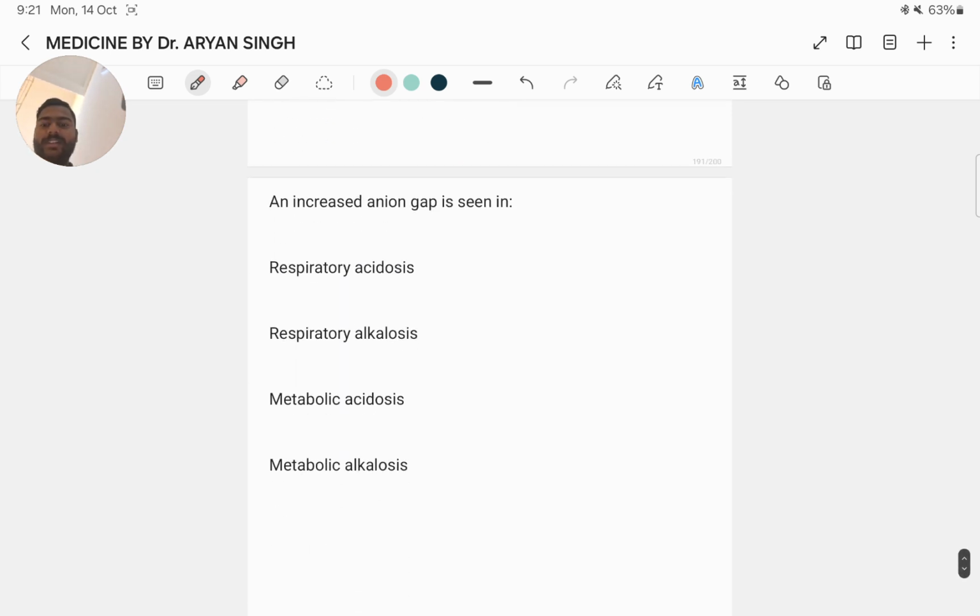Next question: an increased anion gap is seen in metabolic acidosis. Increased anion gap is seen in metabolic acidosis because metabolic acidosis occurs when there is an excess of acid or loss of bicarbonate in the body, leading to a decrease in bicarbonate concentration and a decrease in pH. This decrease is compensated by an increase in chloride ions, resulting in an increased anion gap.